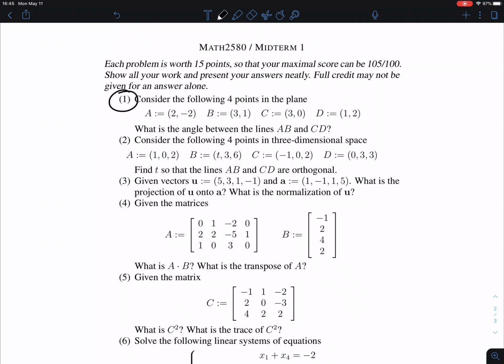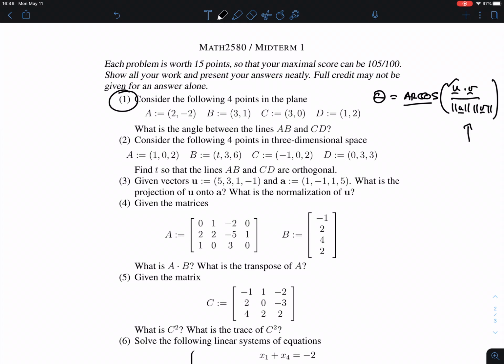Let me go get the formula here. So we use that theta is the arc cosine of this number, which you calculate by taking the dot product of the 2 vectors and then dividing by their norms. With that quantity you take the arc cosine, in radians or in degrees, doesn't matter, and that gives you the angle. So that's how you answer this question.